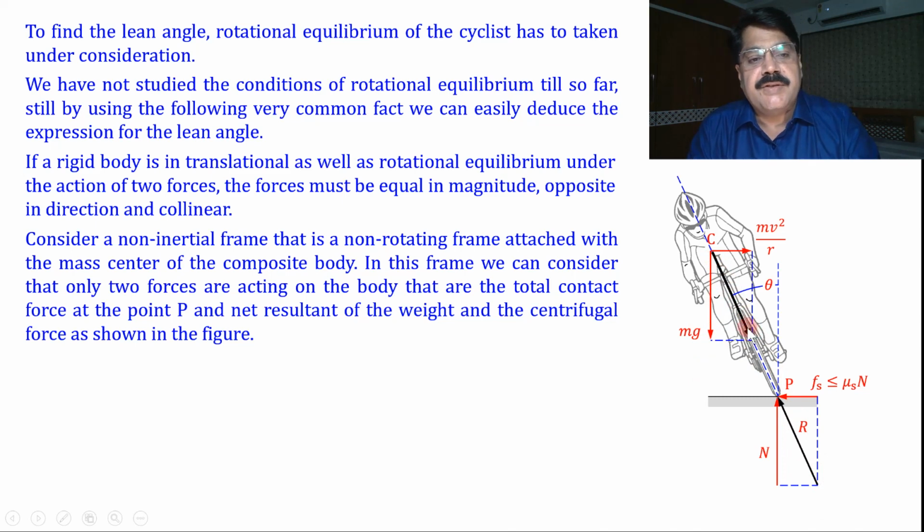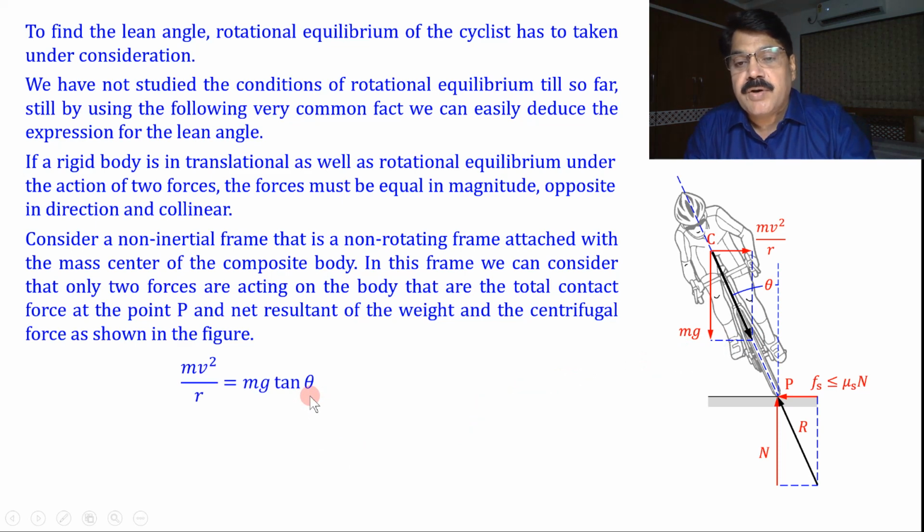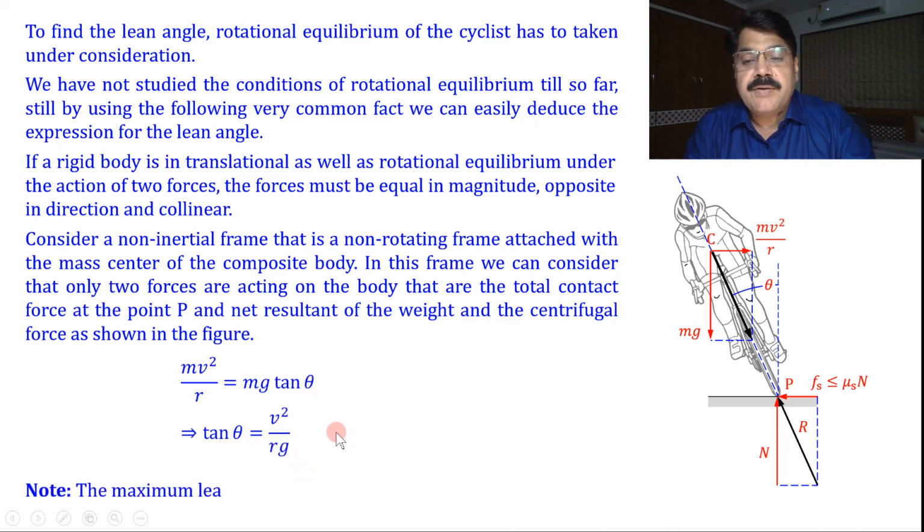Now you can see very easily this angle is theta, and this angle is also theta. So from here you can write, mv square by r is equal to mg tan theta. From here you can write directly the angle theta: tan theta is equal to v square by rg. So theta is tan inverse of v square by rg.